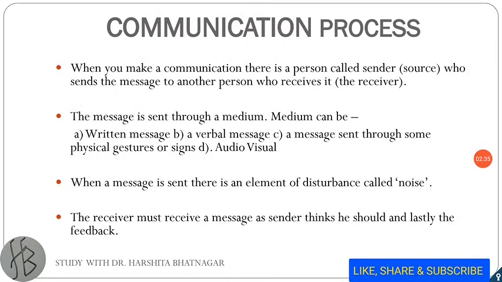What is the communication process? One person who sends the message is called the sender. The person who receives the message is called the receiver. The message is sent through different mediums: written, verbal, through some gestures, signs, or it may be audiovisual. When the message is sent, there is an element of disturbance called noise. I already discussed noise in my barrier video. You can check in the description box the link of that video. Now, after the message is sent, it will pass through the disturbance called noise and it will be received by the receiver, and the receiver will interpret and give the feedback. So this is the communication process.